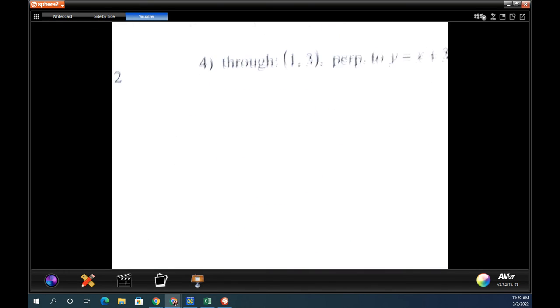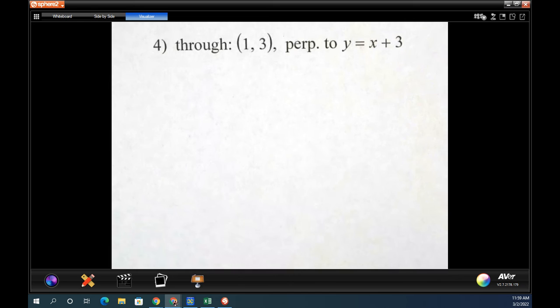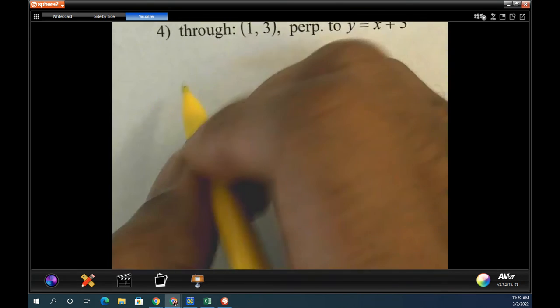Let's look at number 4. I'd say 30% of you still don't understand this. We've been doing it since August. What is the slope of this line? What is it? 1. What's the coefficient? Always understood to be 1 when it's not present. All right, here's the deal.